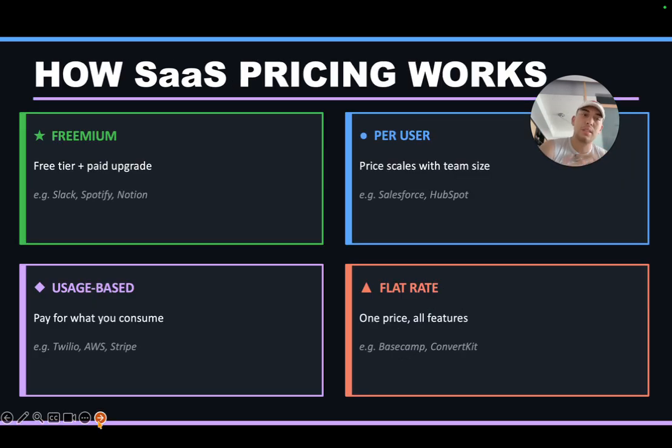Now, how does SaaS pricing work? If you're a SaaS founder or trying to launch a SaaS, you have to understand this. This is very important. The first one is freemium, perhaps the most prominent one. Basically, there's a free tier. You can download the software for free, but eventually if you want to use additional tools, you have to pay for the upgrade. There's also pay per user or pay per seat, which scales according to the number of users in the organization.